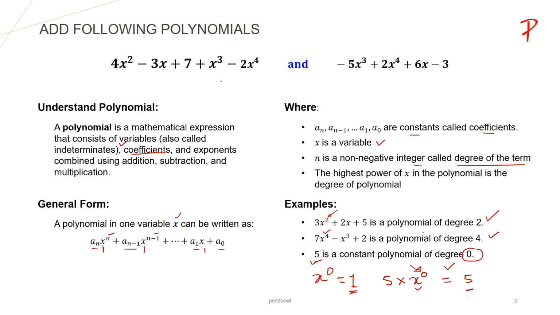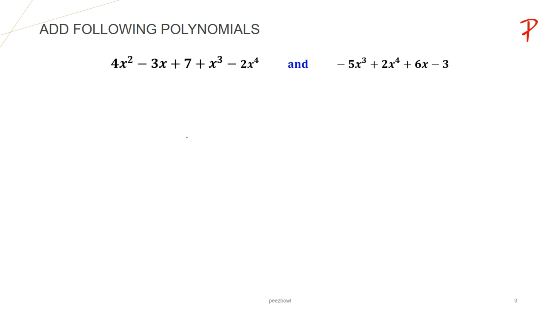Let us add these two polynomials now. Before adding, you see here we have 4x square minus 3x plus 7 plus x cube minus 2x to the power 4. And in this polynomial we have minus 5x cube plus 2x to the power 4 plus 6x minus 3. Before performing addition, let us arrange these polynomials in standard form. Standard form of a polynomial is where terms are arranged in decreasing powers of x. That means the highest power of x comes first and gradually lower powers of x follow.